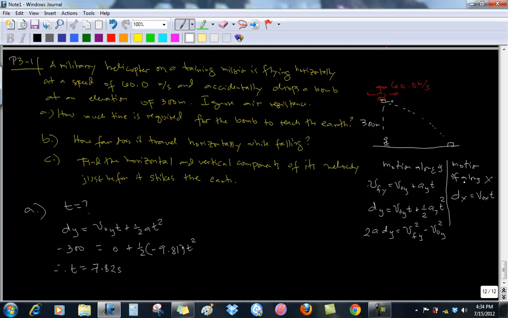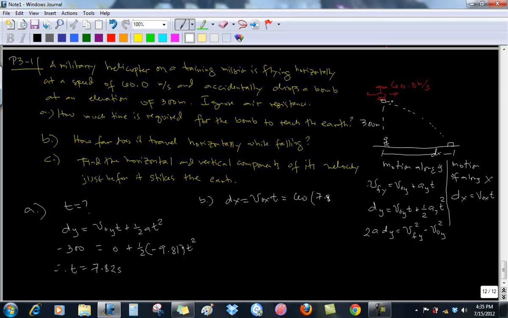So, how far does it travel horizontally while falling? Meaning, how far is the horizontal motion while it is falling. So, actually, we're looking for dx, the horizontal distance. So, that dx, letter B, is simply given by Vox times time. And we know Vox to be 60, and time, already calculated, is 7.82 seconds before it hits the ground.